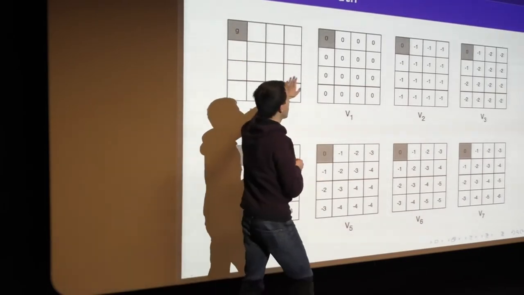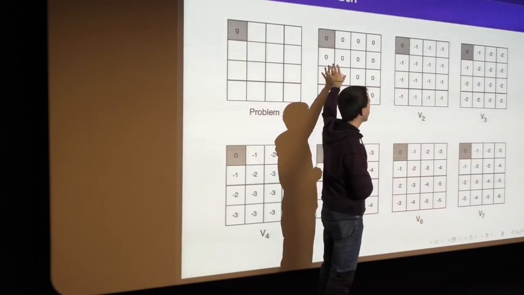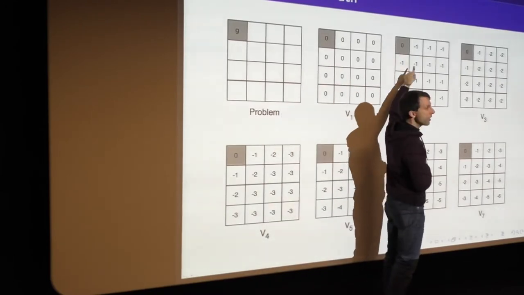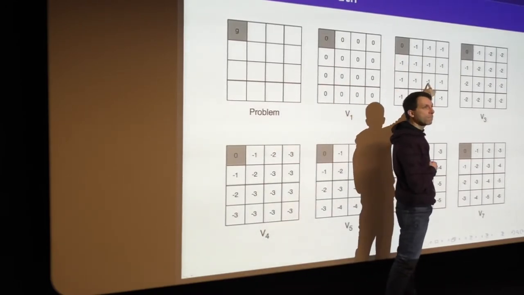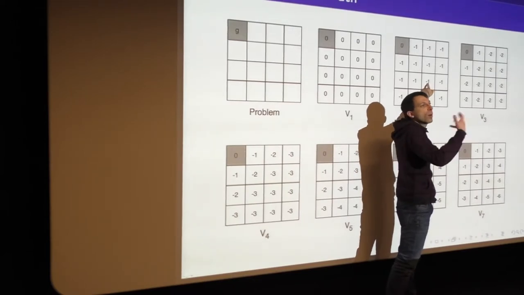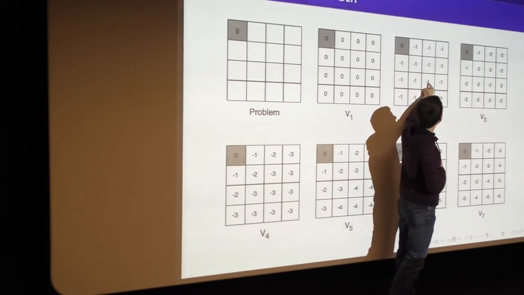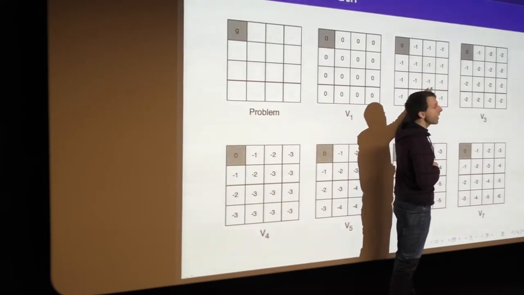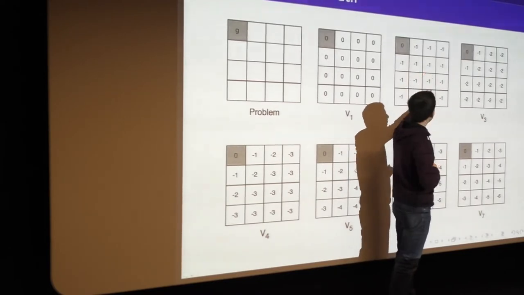So we start off with some arbitrary estimate, all zeros, and we update all the states, not just the ones next to the goal. We update this state as well. We don't know until we try it, until we do our one-step look-ahead. If we did a one-step look-ahead from here, this might have taken us to the goal. And so we update everything.